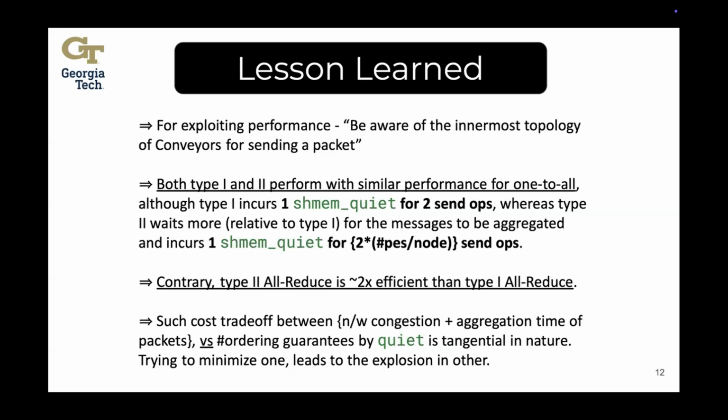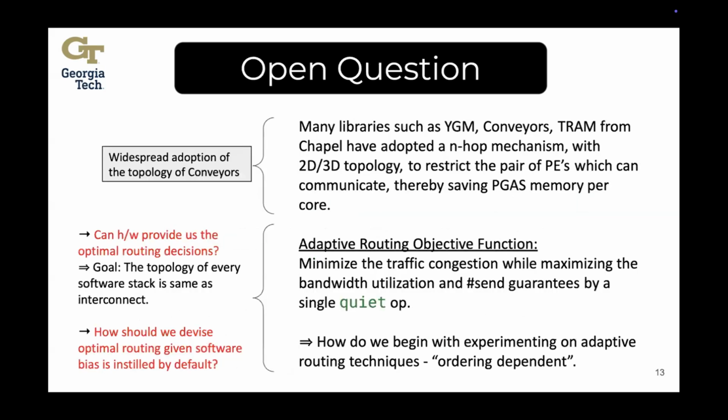Whereas if we first try to send one data item to all the PEs, that means we are appending that one data item to all the buffers and waiting until it reaches a certain limit, in which case we are waiting for the packets to be aggregated, taking more execution time, but obviously resulting in better utilization of the network. Versus the ordering guarantees that are placed by the software inside, which is the quiet operation. And these two trade-offs are quite tangential in nature, which is why we see type 1 and type 2 differ for the all-reduce collective.